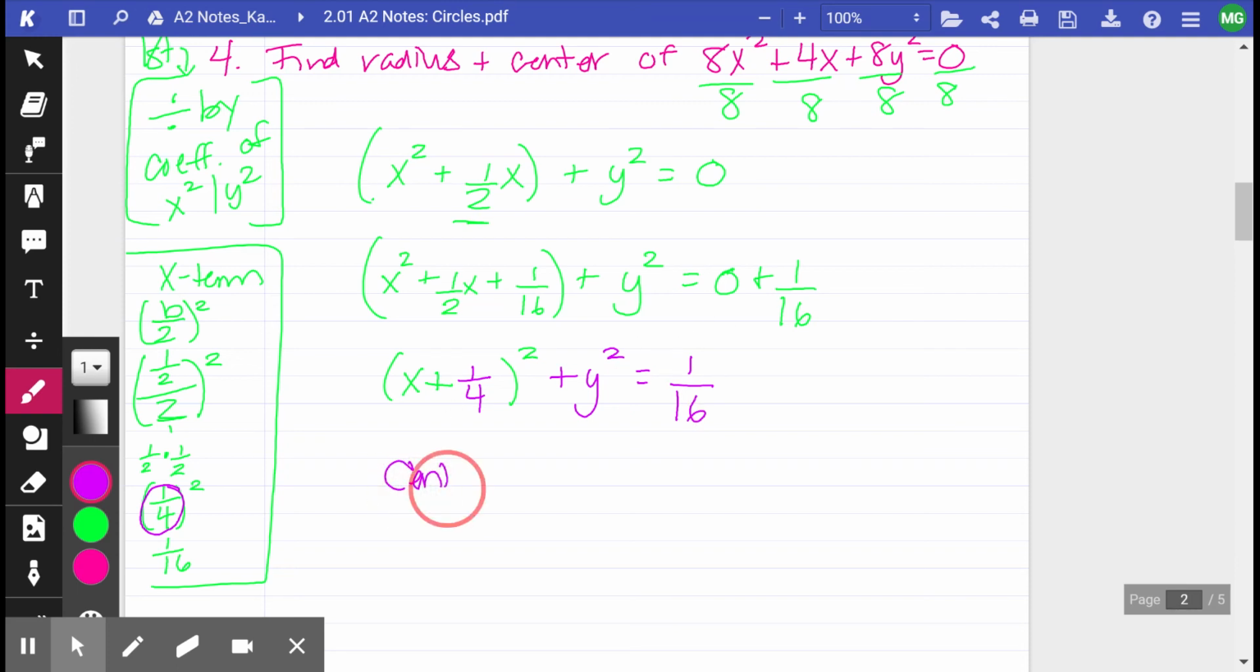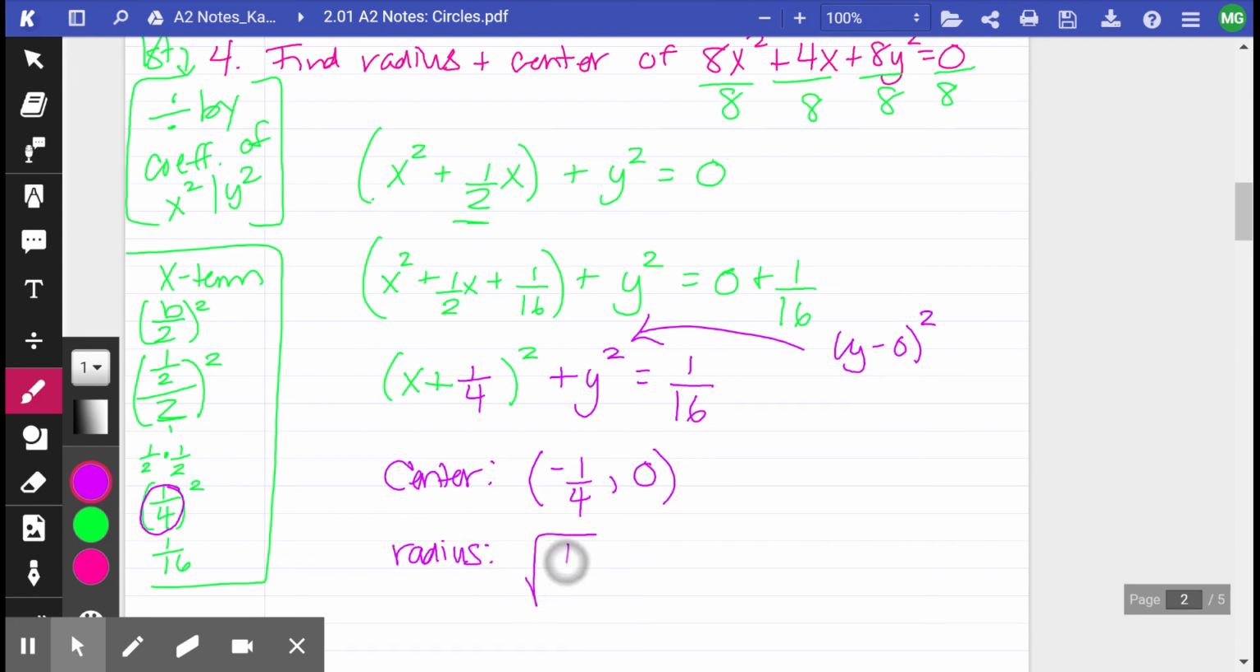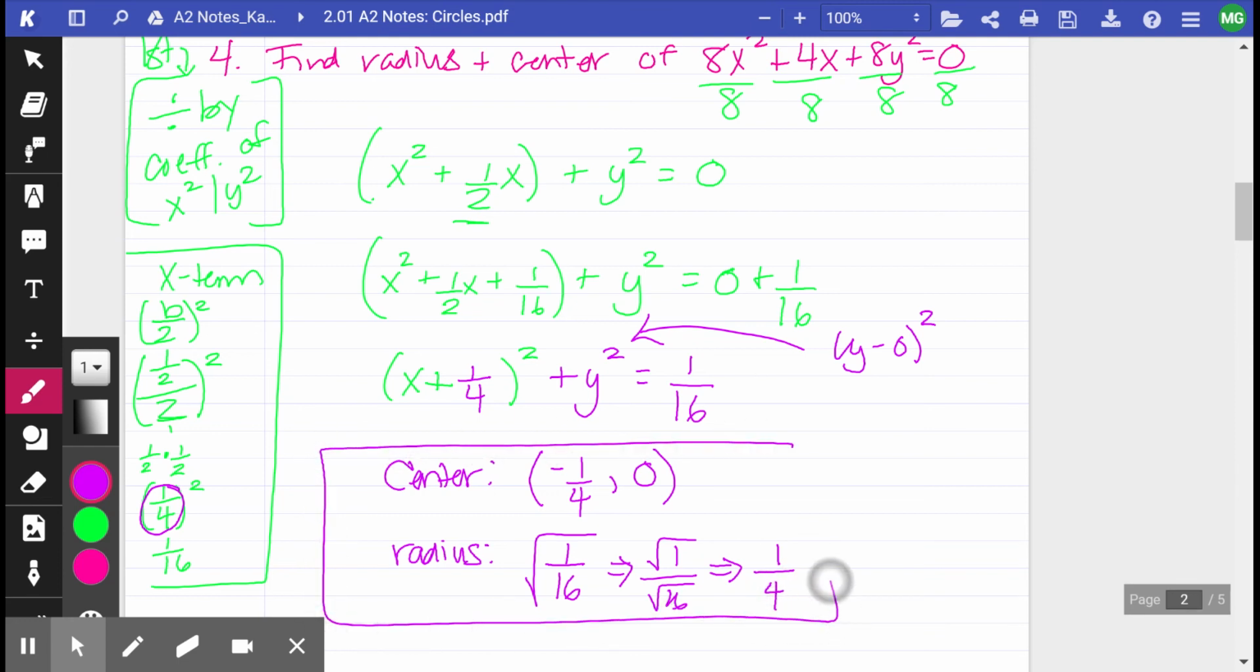I was asking you guys to find the center. So my center, I take the opposite sign of what's added to x, -1/4. And again, this right here is like saying y minus 0 squared, so your y coordinate would just be 0. And then your radius, you want to take the square root of whatever it's equal to. This is a little review of your radicals. We take the square root of the top over the square root of the bottom, since it's a big square root. Square root of 1 is 1. The square root of 16 is 4. So your radius would just be 1/4.